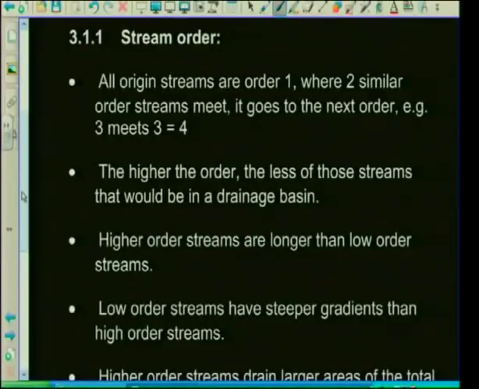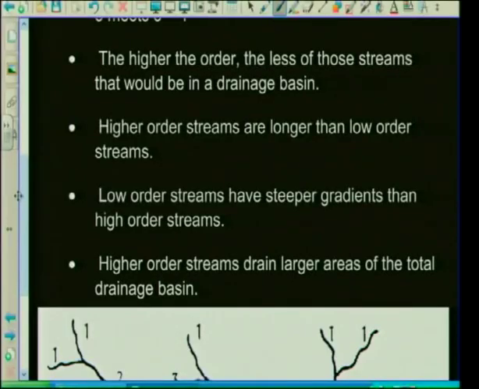As I said before, where two similar stream orders meet, it goes to the next order. So if you have two first order streams meeting, it becomes a second order stream. Two second order streams that meet become a third order stream. Now, with our stream ordering, there are a certain amount of rules that you need to remember. The first rule says: the higher the order. So a fifth order stream has a higher order than a second order stream.